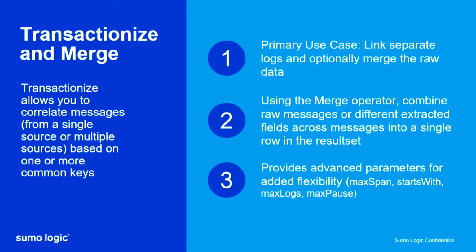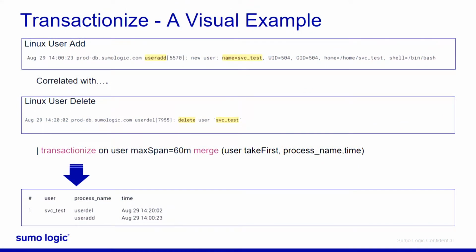Okay. So same as before, if we look at a visual example, at the top I have a Linux user add. So kind of following the theme of I want to know if I have a user add followed by a user delete in a short span of time. We have a user add up at the top for a particular user. In this case, it looks like it's a service test account.